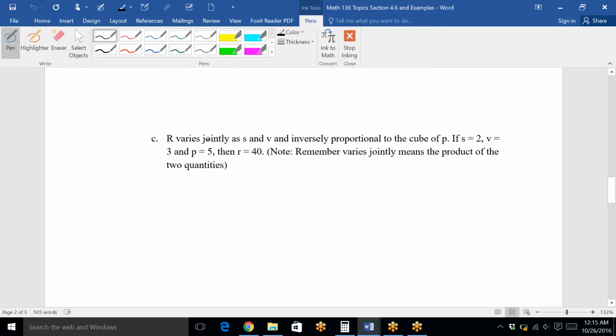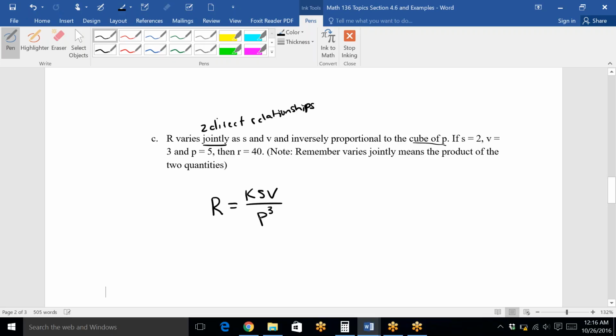This says R varies jointly. Jointly just means two direct relationships. So this says R varies, so K is going to be up on top, jointly with S and V, so S and V will both be on top, inversely proportionate to the cube of P, so that would be P cubed. If they wanted the cube root, it would say cube root. So this is what we call our generic formula.